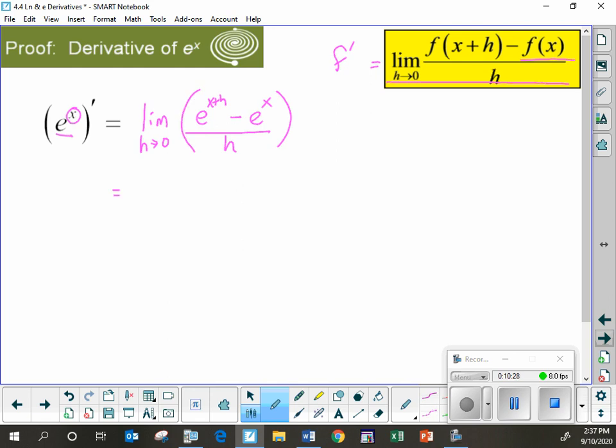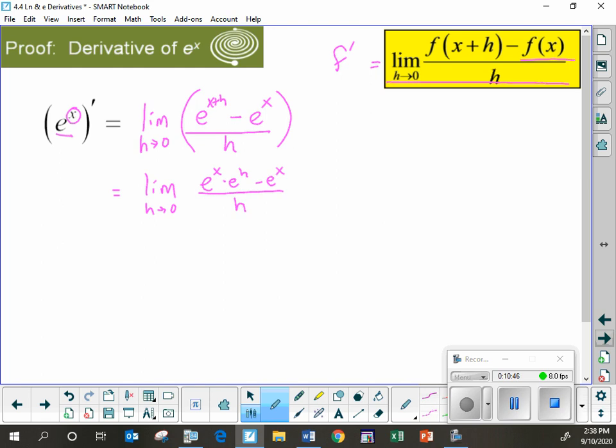We know what the answer should be. We should turn out with e to the x, shouldn't we? So the limit as h goes to 0, e to the x plus h can be written as e to the x times e to the h using properties of exponents.